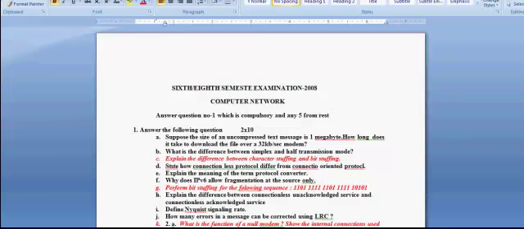Hello everyone. Today we are going to solve some networking questions. Let's take a look at the questions first. So the first question is a numerical problem.